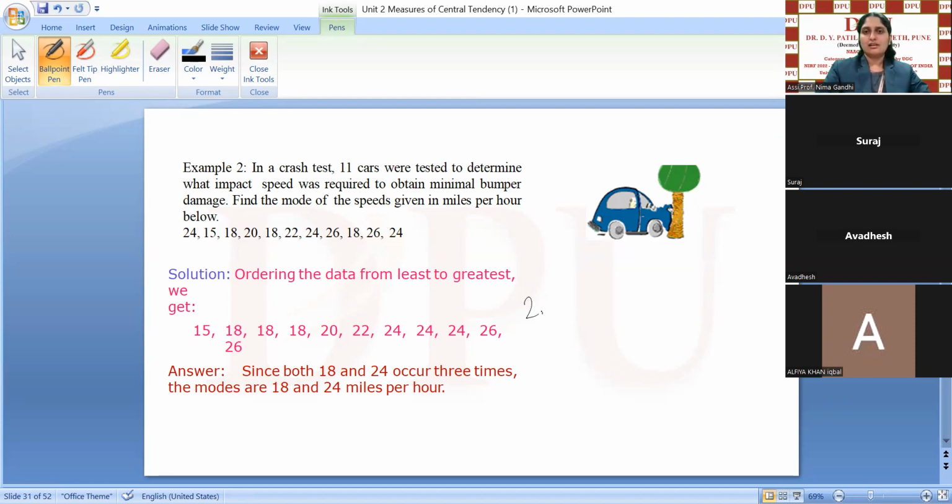Okay, so if the values are like this, can you tell me what is the mode here?